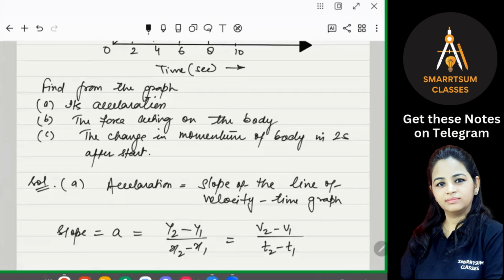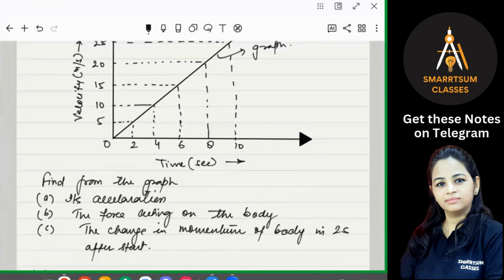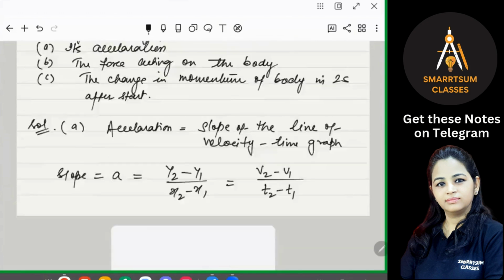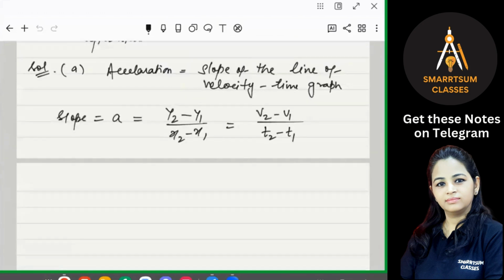Now you can pick any two values. Suppose you are picking this as v2, 5, and 0. So this is v2, this is v1. Now the value of time corresponding to v2 will become your t2. This will be t2, and this is your t1. Are you getting that? So v2 is 5, and v1 we are taking as 0. So 5 minus 0.